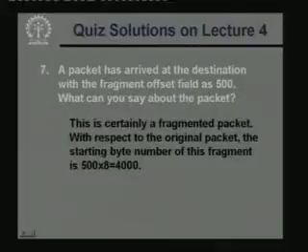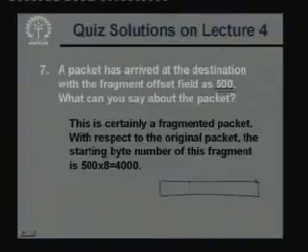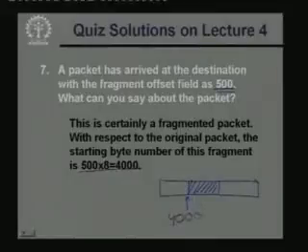Next one, this says that the fragment offset field is 500, then what can we say? Well, you recall that the fragment offset field is specified in multiples of 8 bytes. So, with respect to the original message, if this is the original message and suppose the present fragment occurs here in the original one, then this offset value will be 500 into 8 or 4000. So, the starting byte number of the fragment with respect to the original packet will be 4000.